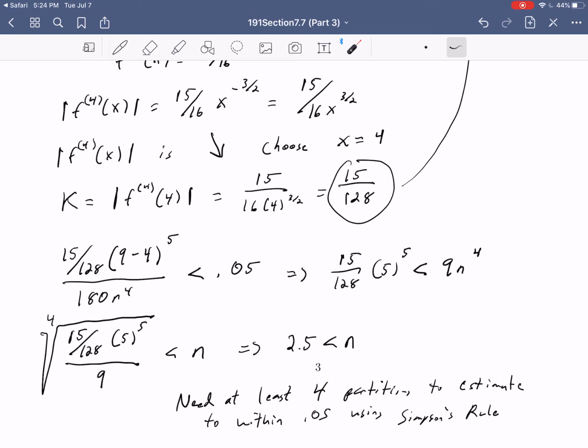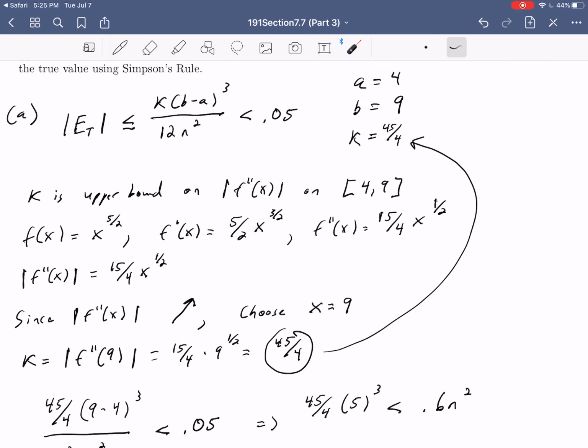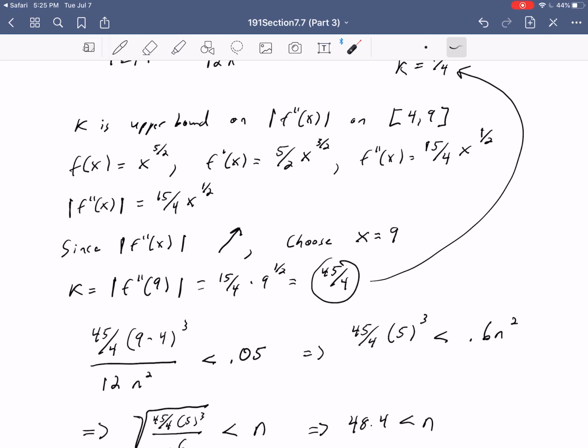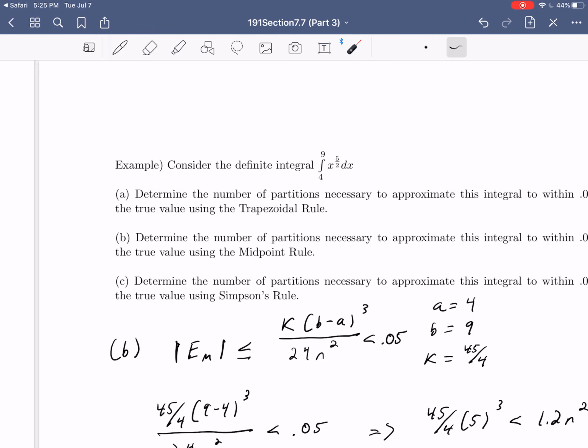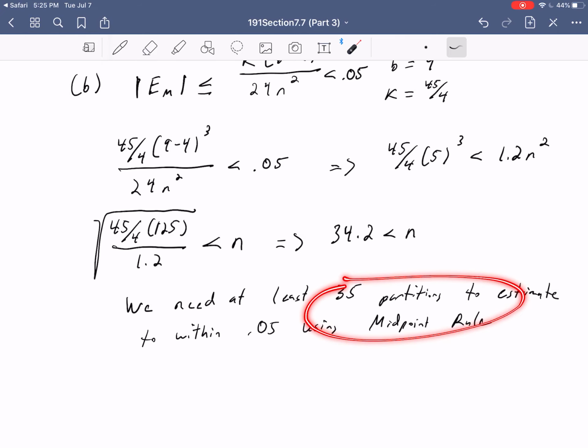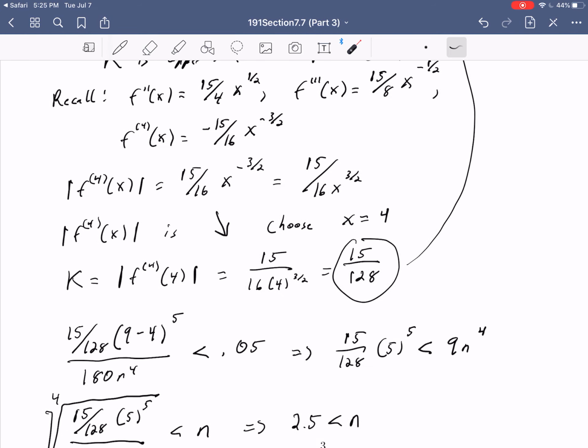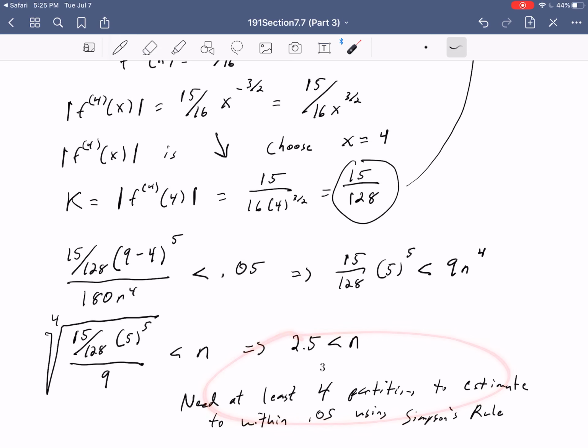Then contrast that with needing 49 partitions, so 49 approximations, when we did the trapezoidal rule, and then slightly better, 35 to do the midpoint rule. We can get the same level of accuracy with only 4 partitions for this Simpson's rule. So this really does show you that despite the complexity of the Simpson's rule, it is pretty useful considering the high level of accuracy for the small number of partitions.